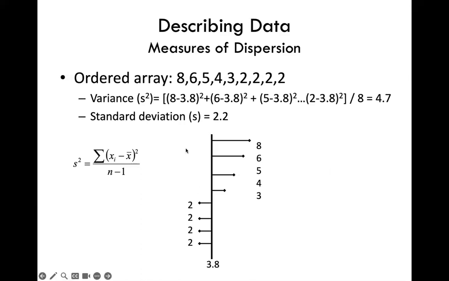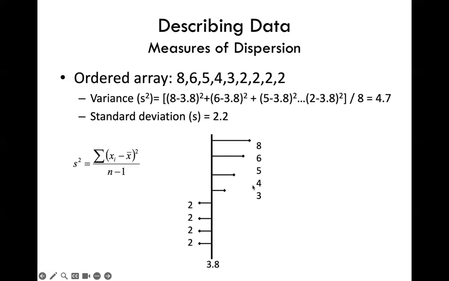Here we have our ordered array. You can see this diagrammed here with our observed mean of 3.8. These are the values that were less than 3.8, with a bar illustrating how far from the mean they were.